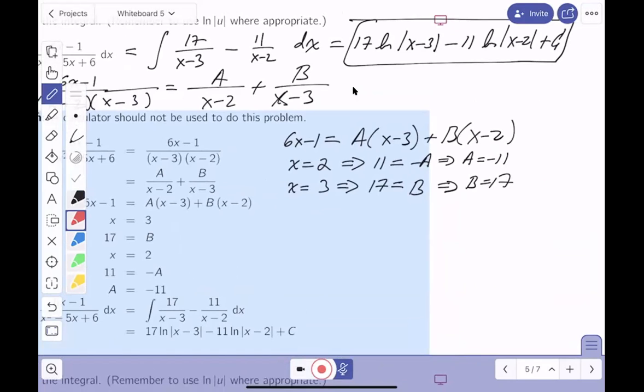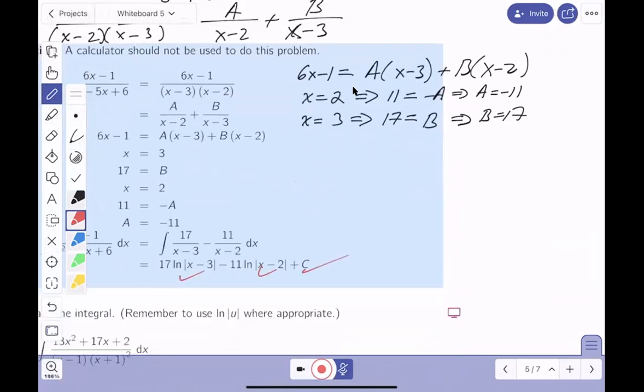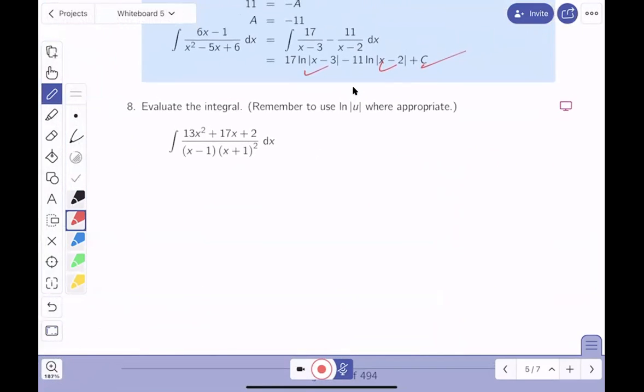Let's make sure we got the same answer though. I got that, I got that, and I got that. And all the work is there for you if you want to take a look at it. All right, so this one over here, I'm looking at it and I'm wondering what to do. Partial fractions. It's in the partial fraction section. So I'm going to do that.